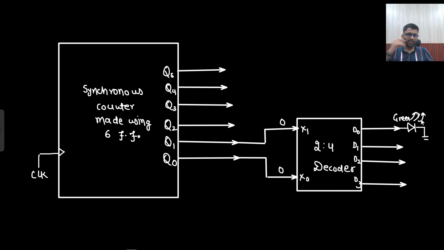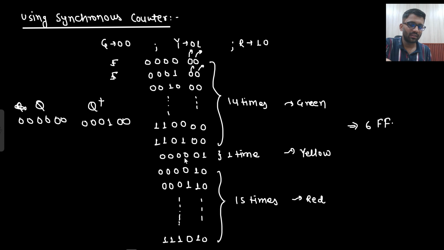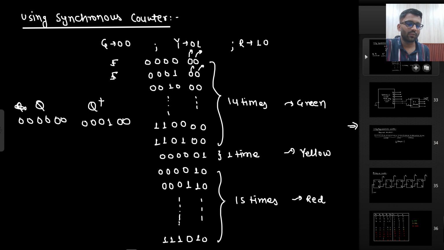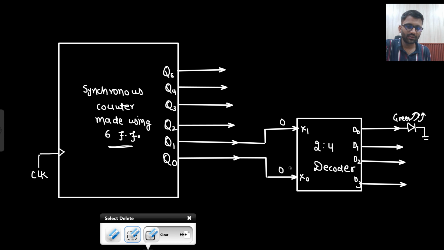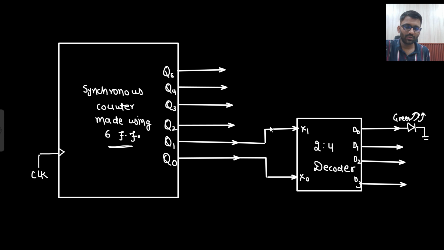This is not the end of the solution. Here our answer is saying that it should be 6 flip-flops. Now after 14 cycles, what will happen? After 14 cycles, 0 0 0 0 1 will come. So which one will be lit?